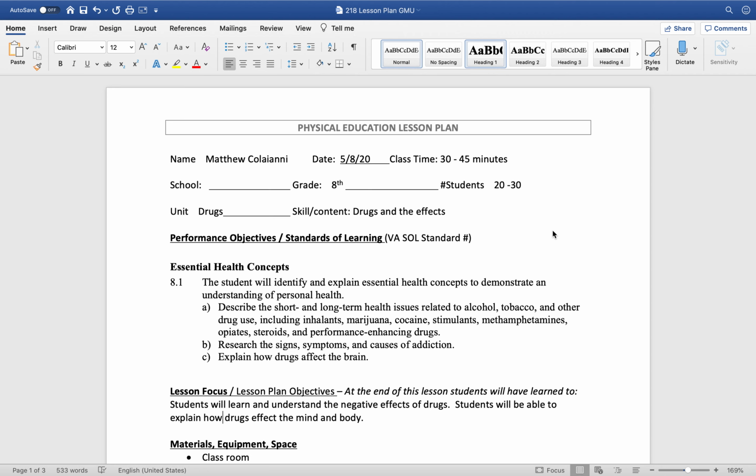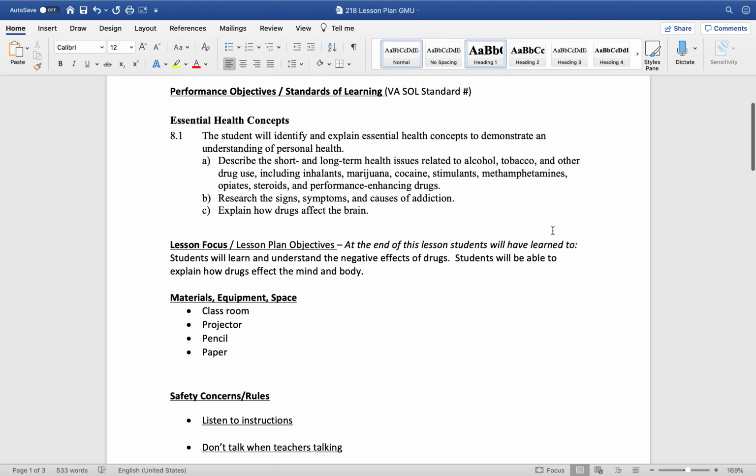In eighth grade, and for students, I said 20 to 30 students. You probably could do a little more. I just said 20 to 30 though. This will take 30 to 45 minutes. Yeah, so pretty lengthy activity.